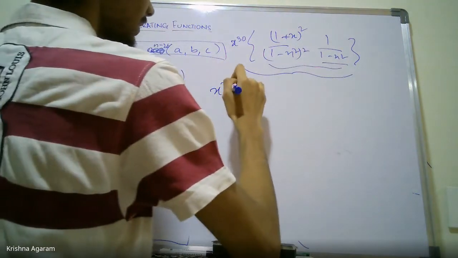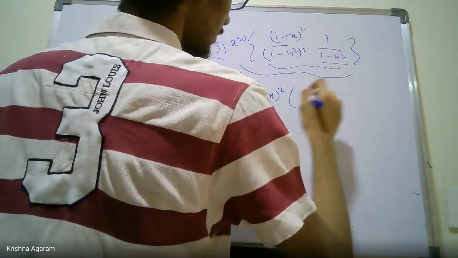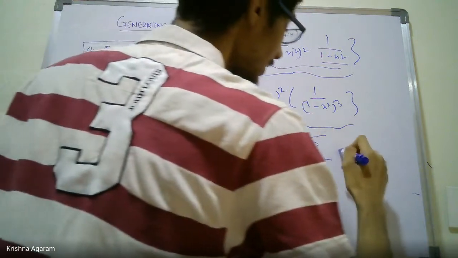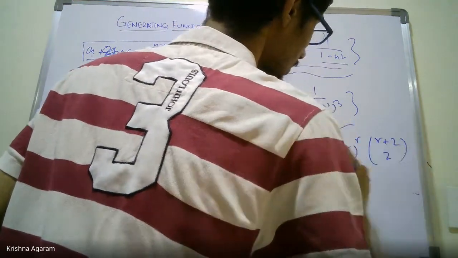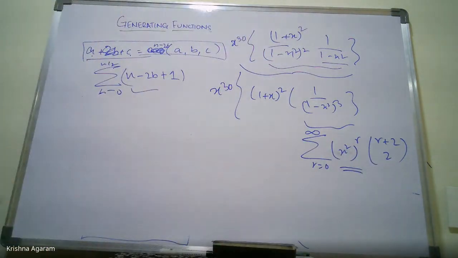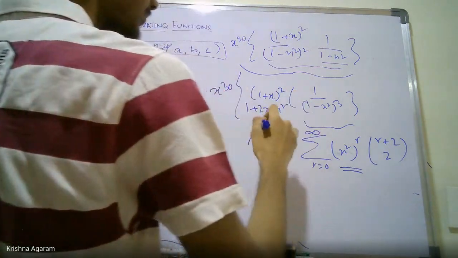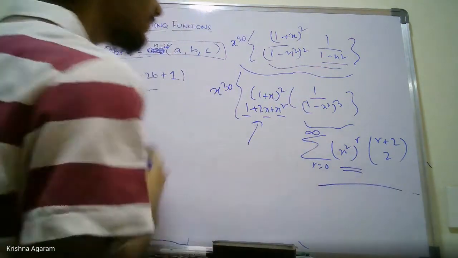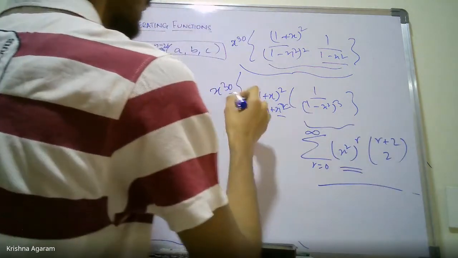So basically you want x power 30 of 1 plus x squared, times 1 by 1 minus x squared cube. Now this we know. This is the summation of x to the 2r times r plus 2 choose 2, r is 0 to infinity. Right? Notice that this only has even powers. And this is 1 plus 2x plus x squared. So we have to choose one of them, either the constant, the linear or the quadratic, and multiply it by an even power, so that this exponent plus this 2r adds up to 30.